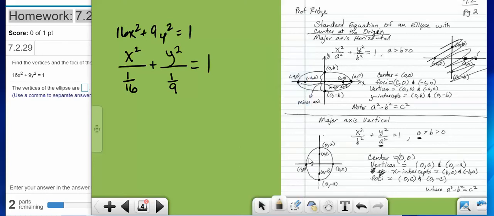Okay, so what's going to happen? What's a bigger number? 1/16 or 1/9? 1/9 is a bigger number because if you think of it as a decimal, this is 0.111, and then 1/16 is 0.0625.